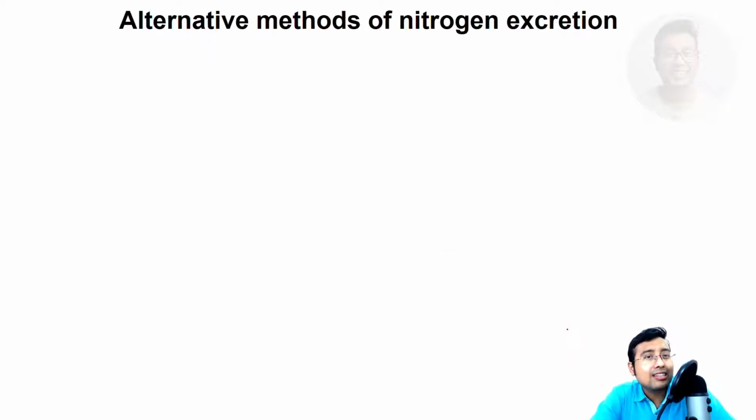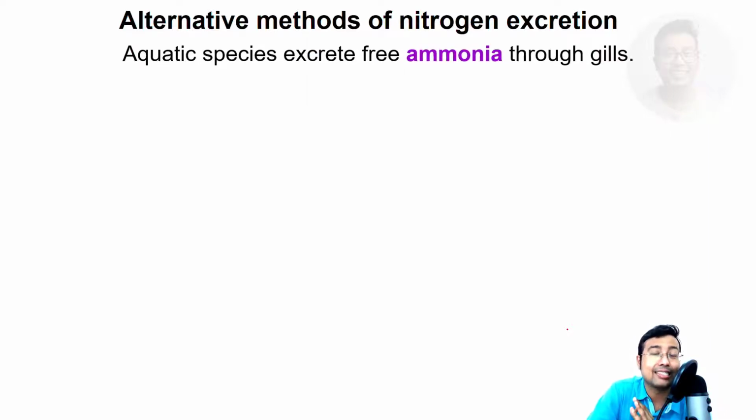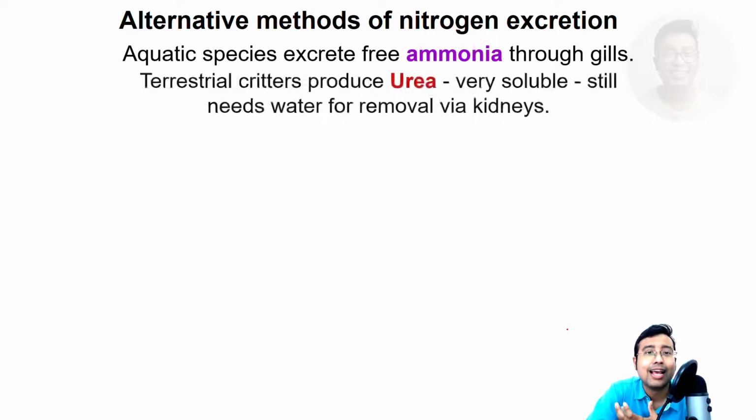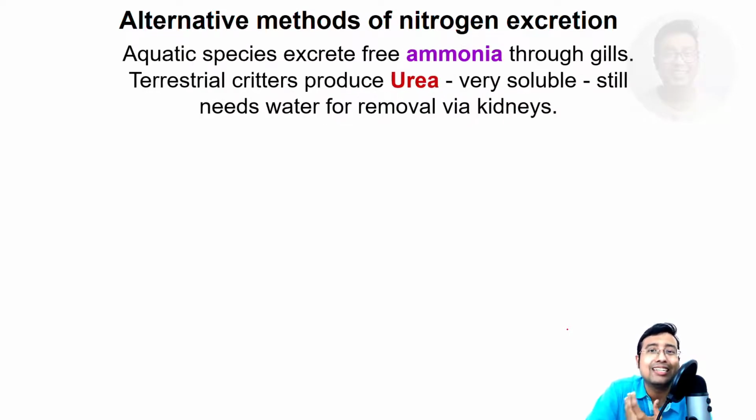So are there any alternative methods of nitrogen excretion? Okay, this is one method of nitrogen excretion. So yes, there are alternative methods in non-mammals. If we consider non-mammalian animals, aquatic animals excrete ammonia directly through gills, right? Terrestrial creatures like human beings excrete urea, right?